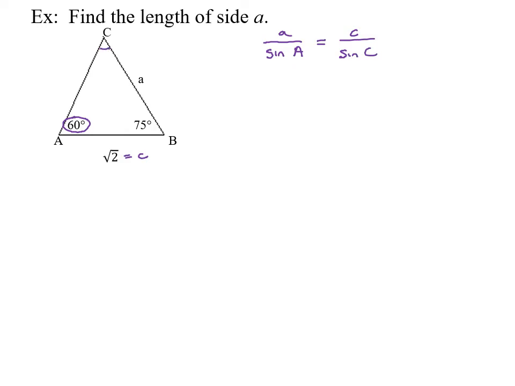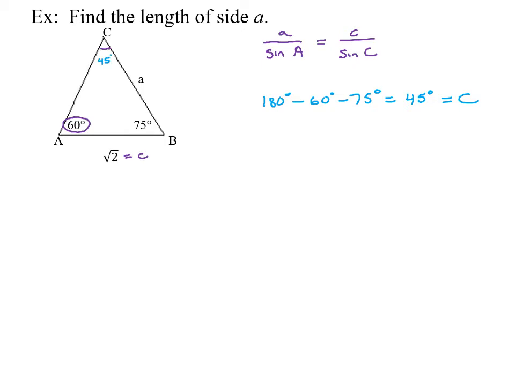I don't know angle C, but I can find out angle C fairly easily because all the triangle angles have to add up to 180. Excuse me. And so if you just do 180 minus 60 minus 75, this would be angle C. So if you did 180 minus 60 minus 75, you should get 45 degrees. So this angle at the top is 45.